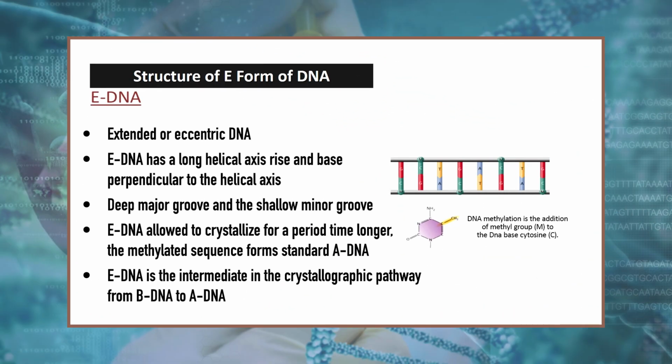Now let us discuss the eDNA. eDNA is also called extended or eccentric DNA. eDNA has a long helical axis rise and bases perpendicular to the helical axis, a deep major groove and a shallow minor groove. So when eDNA is allowed to crystallize for a longer period of time, the methylated sequence forms aDNA. eDNA is the intermediate in the crystallographic pathway from bDNA to aDNA.